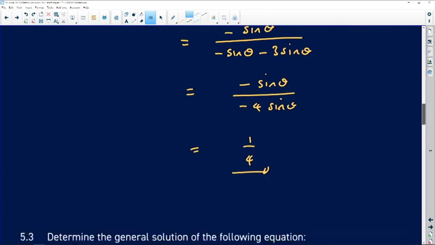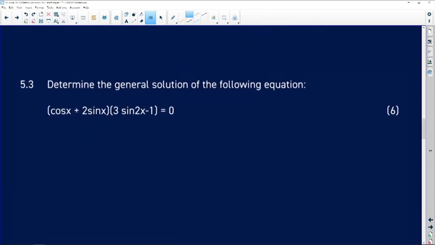Right, moving right along to the next one. 5.3 says we need to determine the general solution of the following equation. Determine the general solution. Okay, we want to solve, but we want to find a general solution for x. What angles will make this statement true?